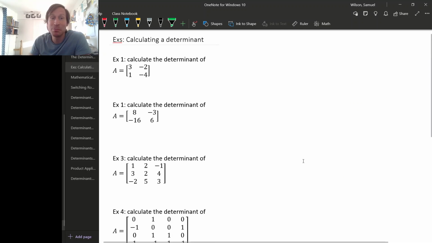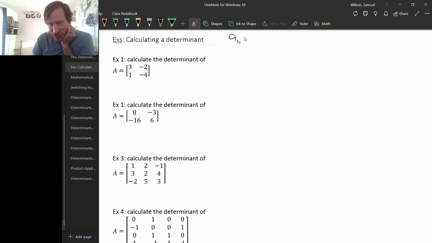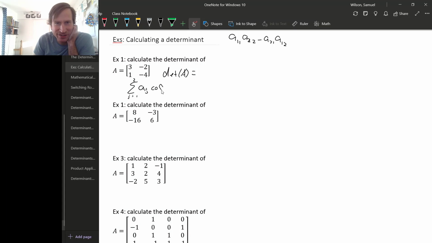We'll start out with a couple of 2 by 2 examples. Remember, for 2 by 2, we actually already had a definition: a11 a22 minus a21 a12. But let's use this cofactor approach to calculate the determinant of this matrix. So the determinant of A is a sum from j equals 1 to n, which is 2 in this case, of a1j times the cofactor of A in position 1j.